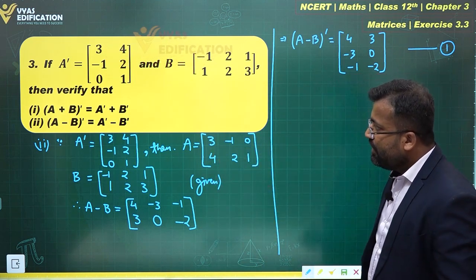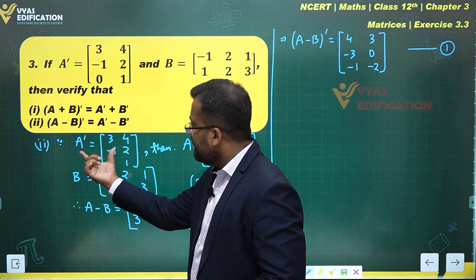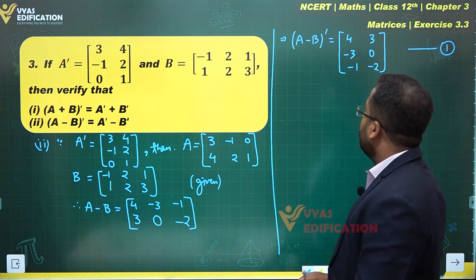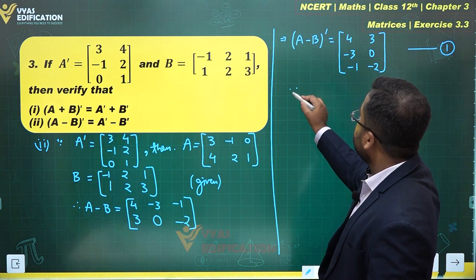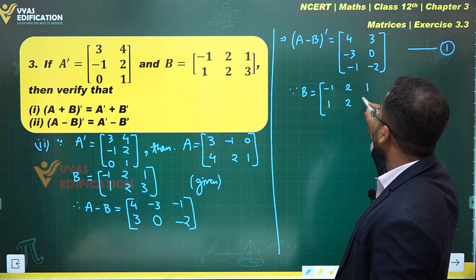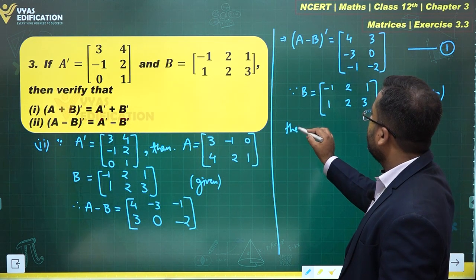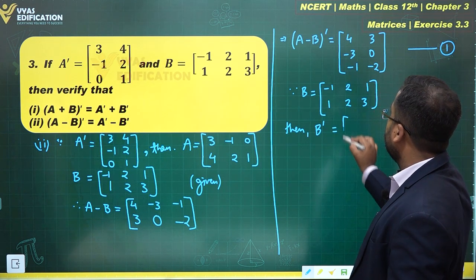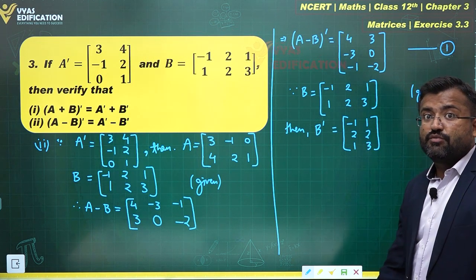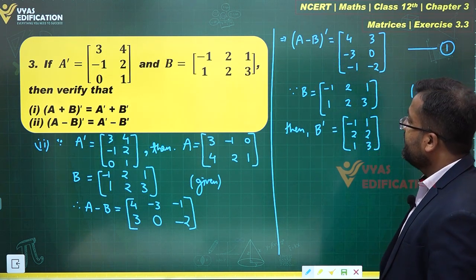What about the RHS? For the RHS, we want A prime and B prime, that is A transpose and B transpose. A transpose is already given. And using B, can I find B transpose? Yes. Let's try to find B transpose. Since matrix B is given to us, what is that? Minus 1, 2, 1, 1, 2, 3. Then B transpose is equal to what? This is minus 1, 2, 1, 1, 2, 3. This is the matrix B transpose, right? Since B is equal to this matrix, B transpose would be equal to this matrix.